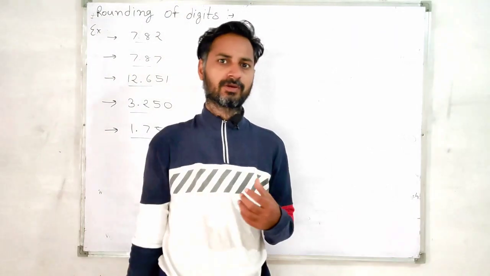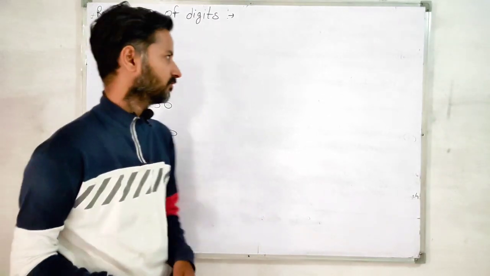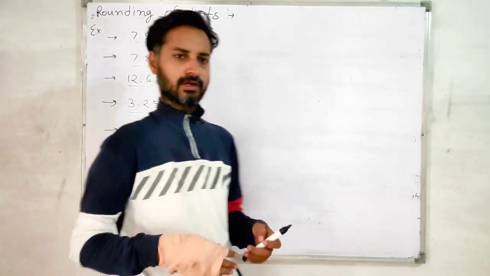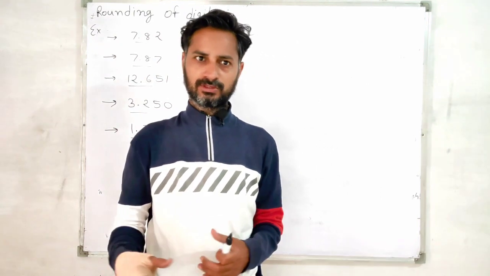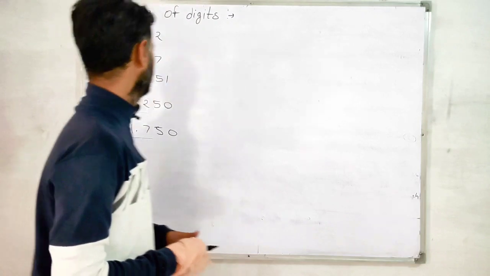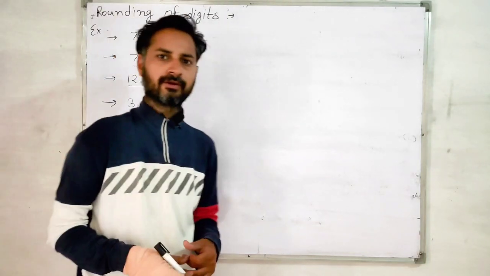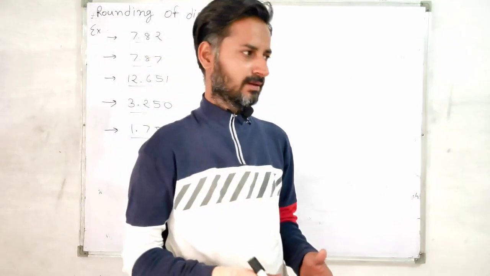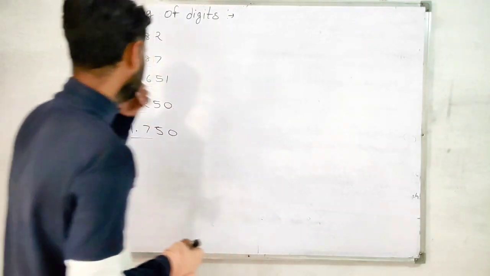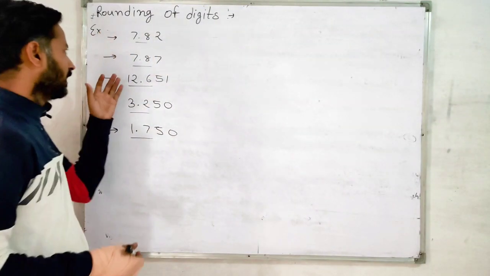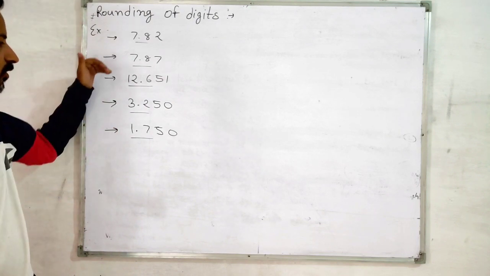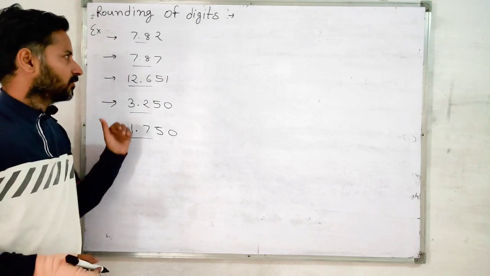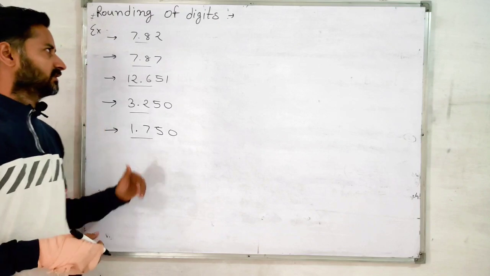Our last topic of this chapter is rounding of digits. For rounding of any digit, we have already studied the rules in small classes, so here we will learn them by example. Here I have chosen 5 examples. In all these examples, I will round off to 2 digits.